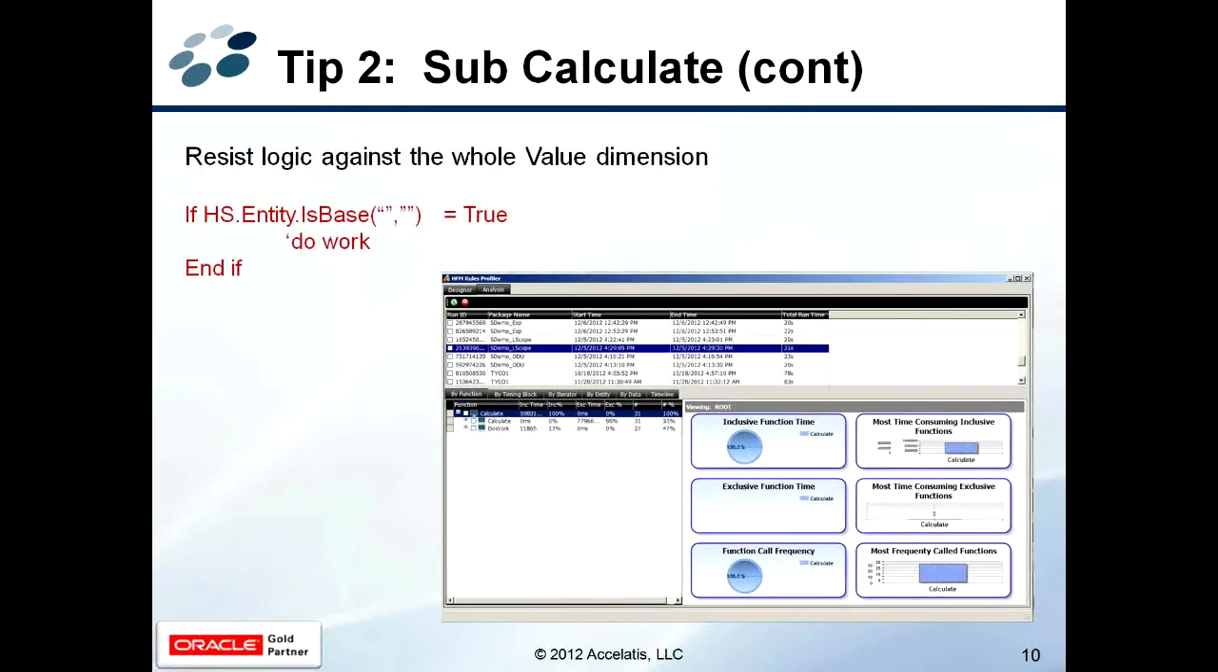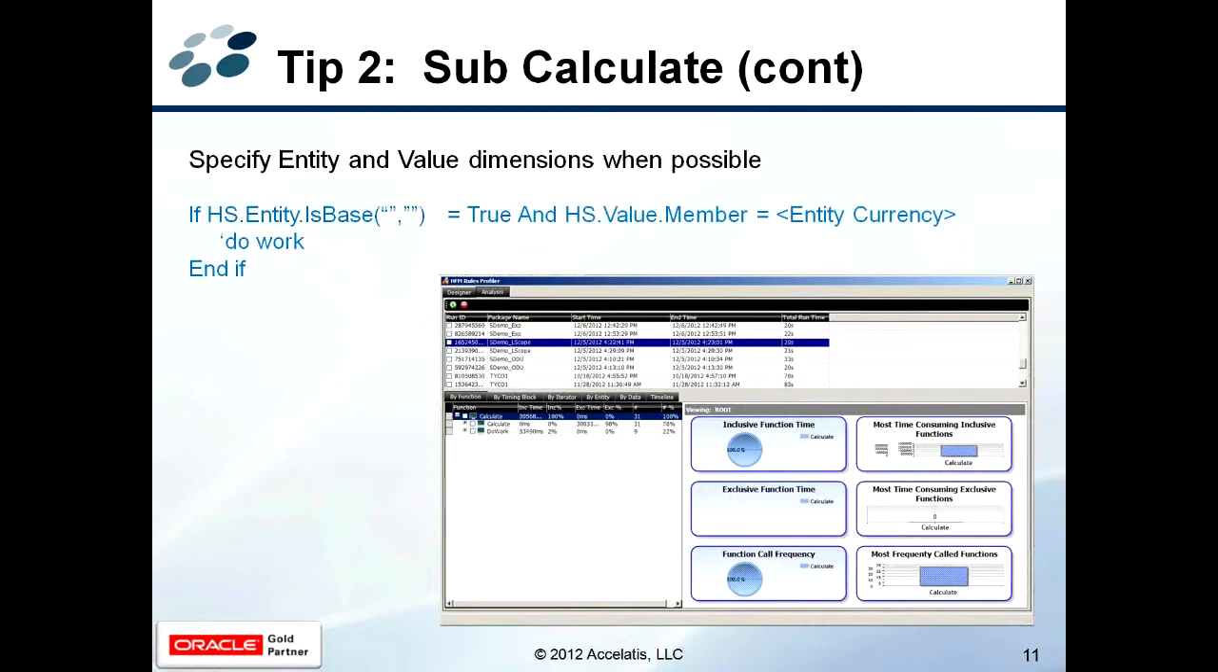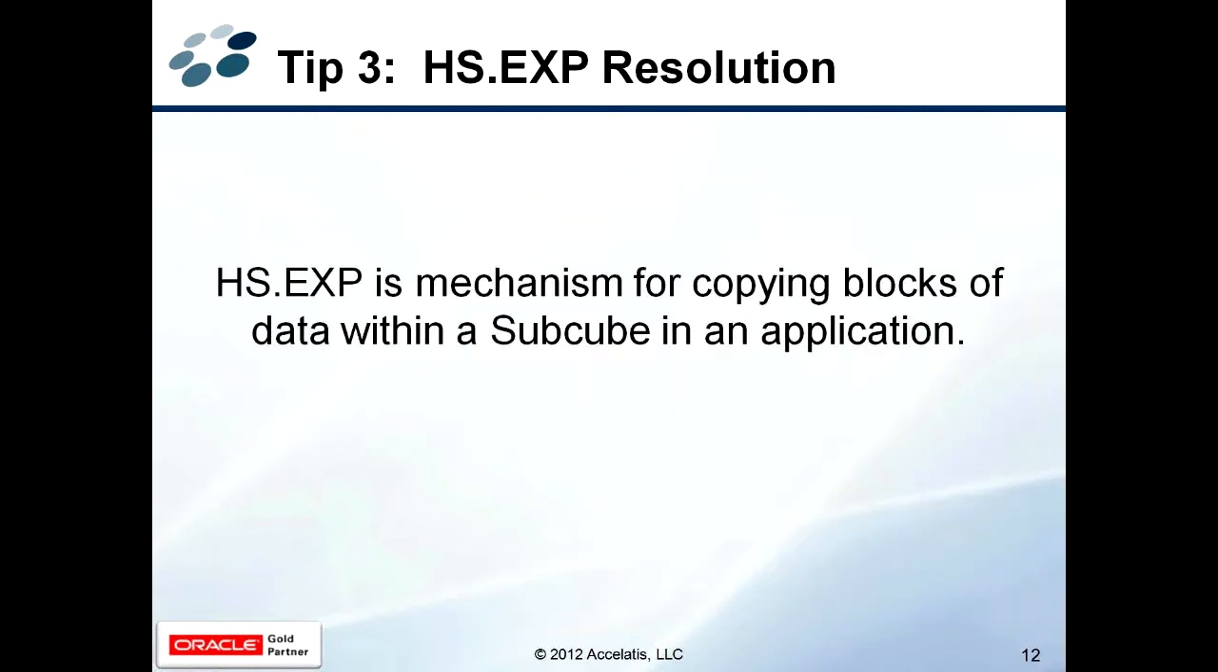In this case, I'll go back to the previous slide. Doing the consolidation in this case took about 21 seconds. And if you look down here, the do work function was called roughly 27 times. Doing the same thing by limiting the subcalculator to only one calculation on base entity where the value member equals entity currency, we improved consolidation by about 1 second, and the do work here was called only 9 times. So again, on a much bigger consolidation, this will give you better performance.